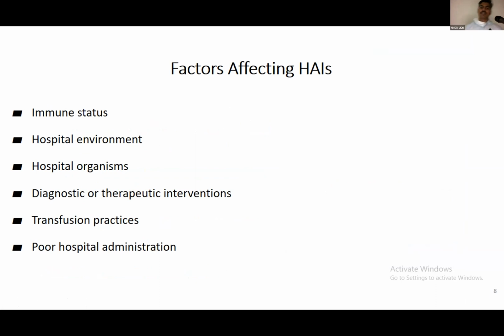The risk factors for hospital-acquired infection are the immune status of the patient admitted to the healthcare facility, the hospital environment itself, colonized hospital organisms, diagnostic or therapeutic interventions, transfusion practices in your ward, and poor hospital administration.